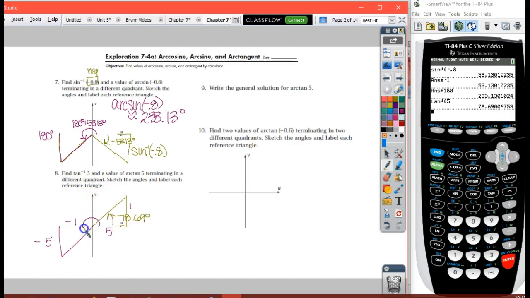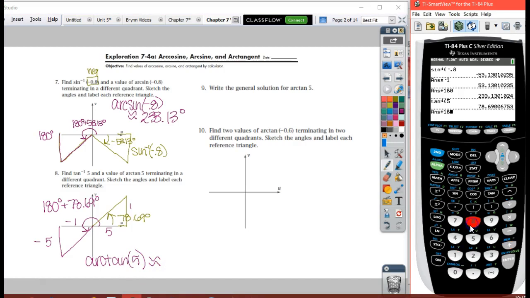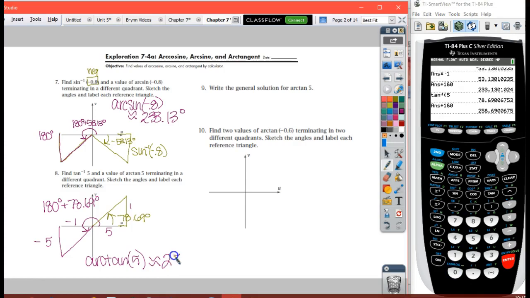Arctangent wants more than one answer, so to find the answer in the third quadrant, I'm traveling 180 and a little bit more, so I'm going to take 180 plus 78.69 again. And so my answer for arctangent of 5 would be approximately equal to, add 180, and we would get 258.69.